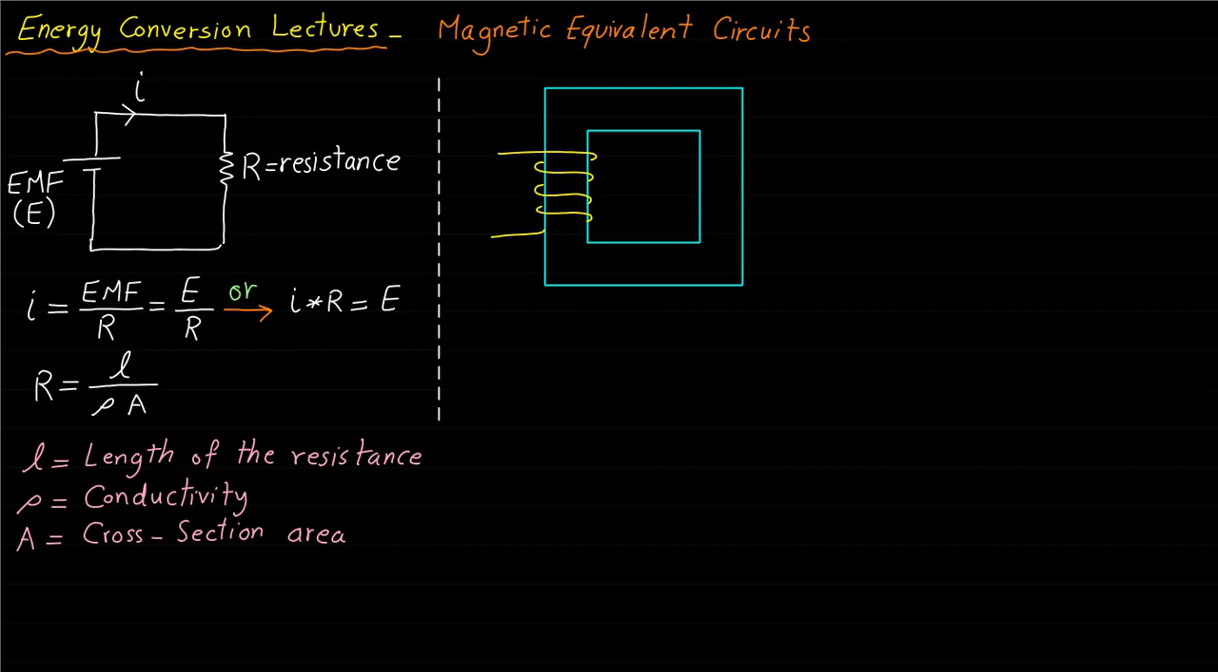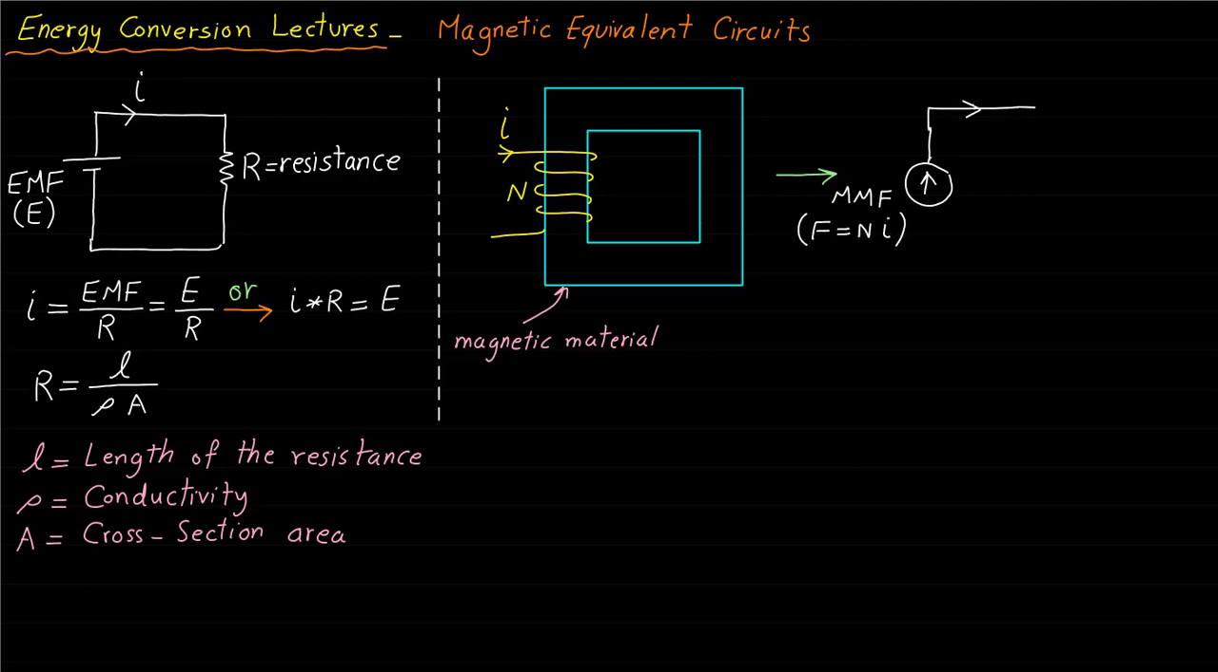Now let's look at the magnetic circuit. This magnetic circuit consists of a coil, current, and magnetic material core. We learned from previous lectures that the magnetomotive force MMF or the ampere turns Ni produces and drives a magnetic field lines phi against the magnetic reluctance R of the medium.